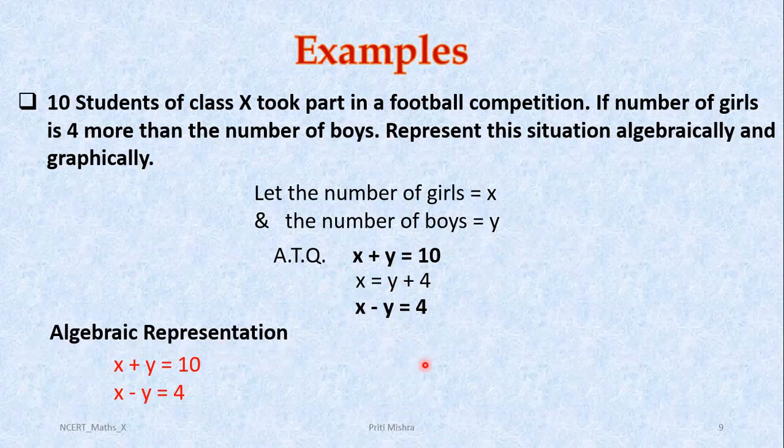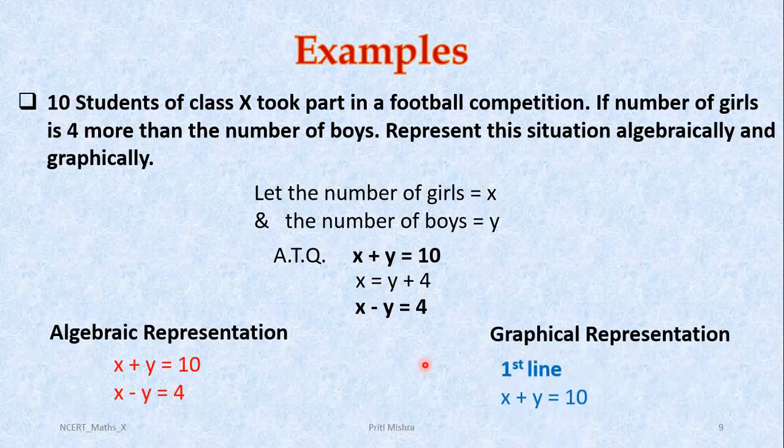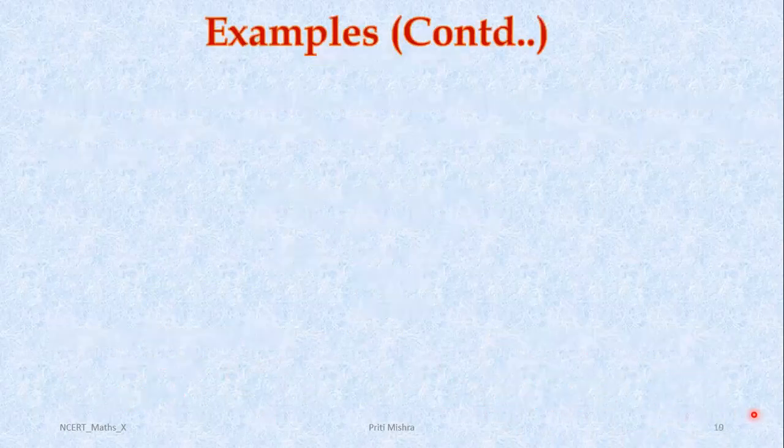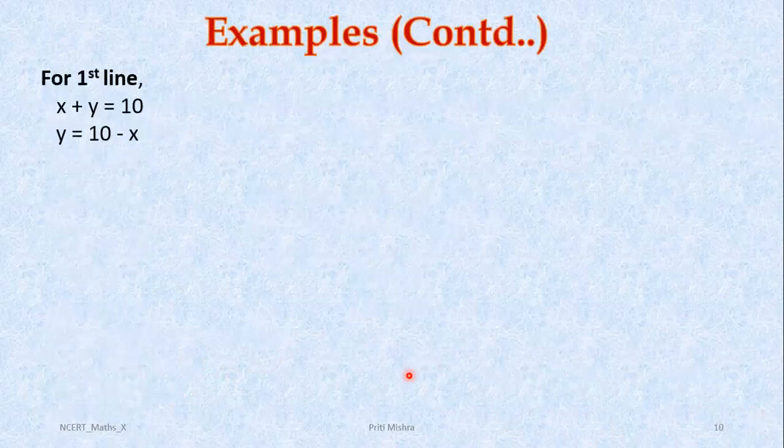And for the graphical representation, we have to plot a graph for each line. So we have two lines. For the first line, we are taking x plus y is equal to 10, and we are considering the second line as x minus y is equal to 4. Now we have to plot these two lines. So for the first line, x plus y is equal to 10, we write it in terms of y to make our calculations easy. So y is equal to 10 minus x. Now we will take different values for x and find the corresponding values of y.